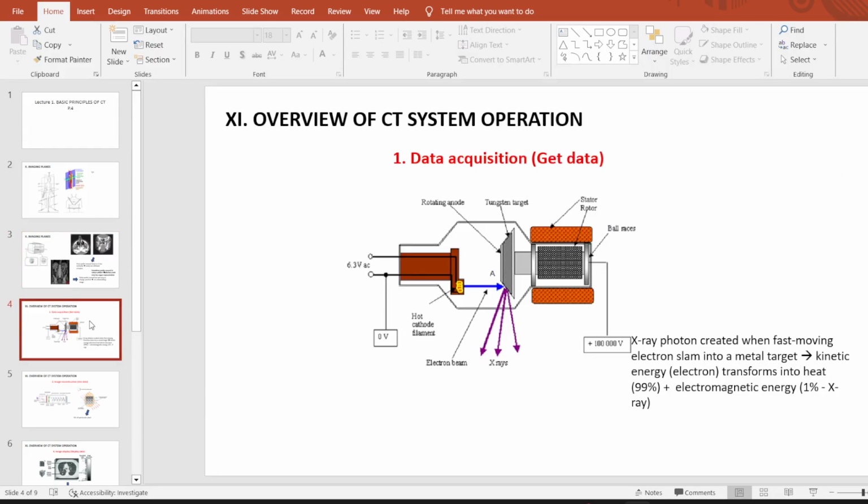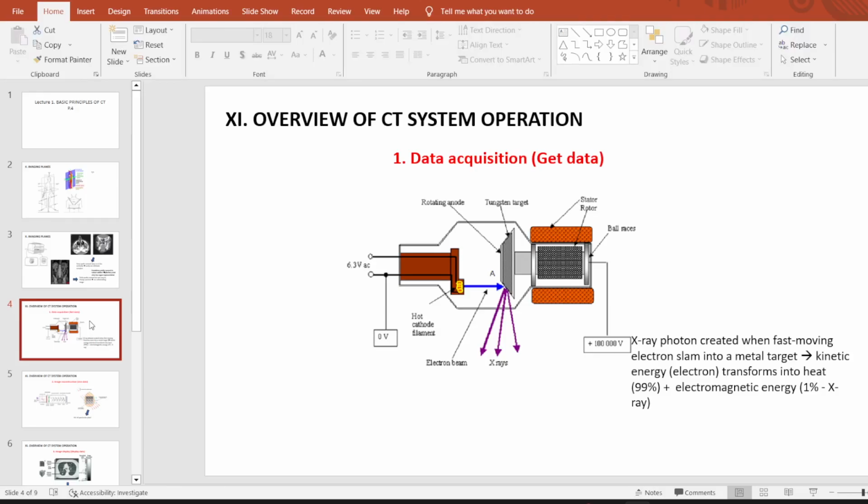Let's go into the next section, the overview of the CT system operation. The CT operation is a really super complicated process. In conclusion, I can say there's no way a few lines can describe the operation of the CT system in detail, but this is the overview.